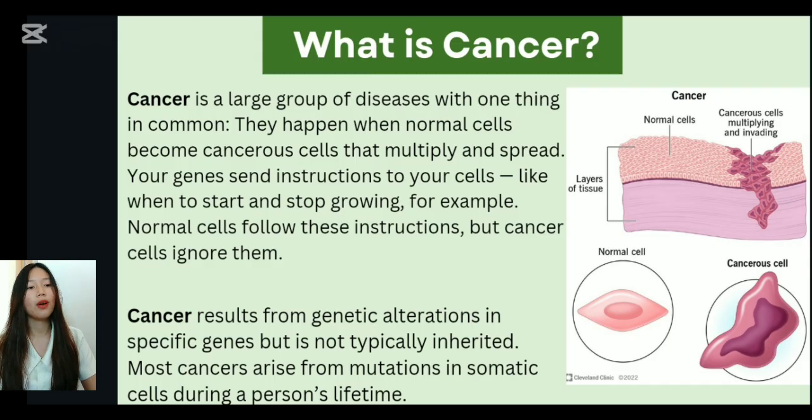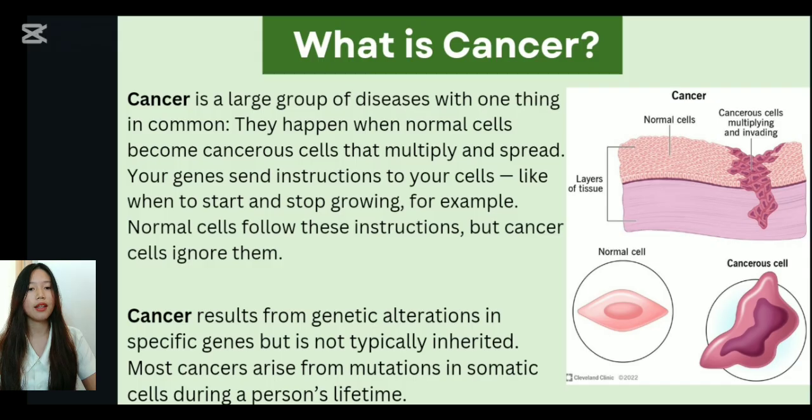So next, pag-uusapan natin ang what is cancer. So unahin natin, ano nga ba ang cancer? So cancer is a group of diseases caused by normal cells transforming into cancerous cells that grow and multiply uncontrollably. So in a healthy body, si genes ang nagpo-provide ng instructions sa cell about when to grow and divide or stop multiplying. So normal cells follow these instructions, maintaining balance in the body. However, si cancer cell ini-ignore niya yung mga signals, leading to unchecked growth and the formation of tumors, which can spread to other parts of the body.